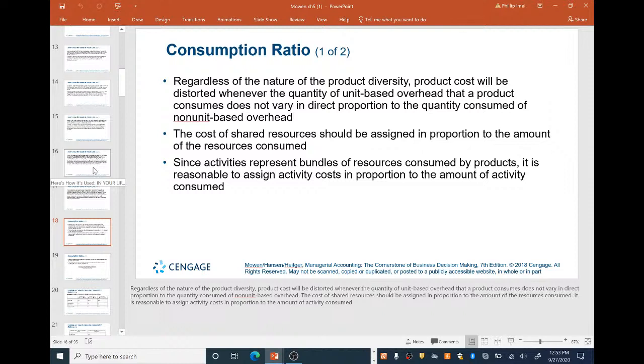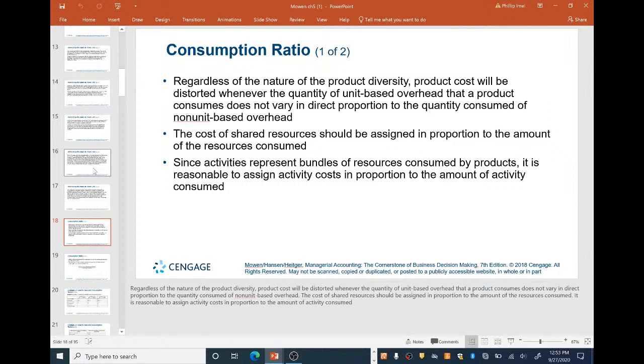Okay, consumption ratio. Regardless of the nature of the product diversity, these product costs will be distorted whenever the quantity of unit-based overhead that a product consumes does not vary in direct proportion to the quantity consumed of the non-unit based overhead. So the cost of these shared resources obviously needs to be assigned in proportion to the amount of the resources consumed by each product.